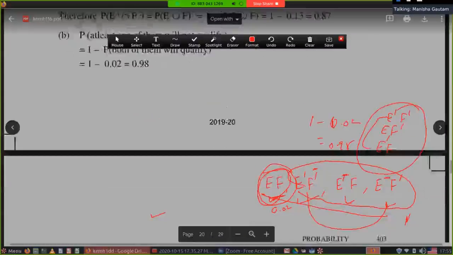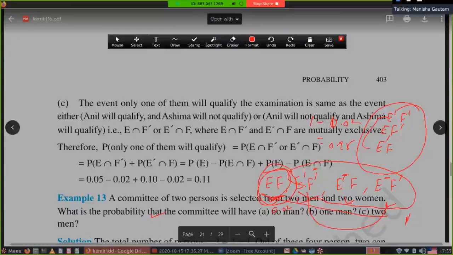Next part. In the next part, the event is only one of them will qualify. One of them will qualify means you only have to take the cases E F naught and E naught F. You have to take these two cases.